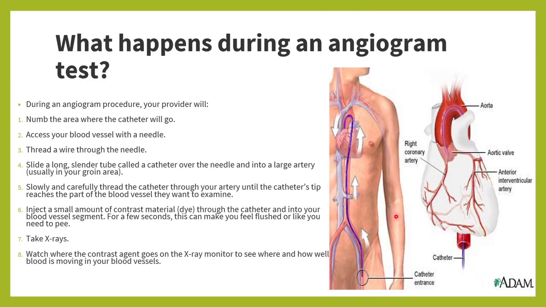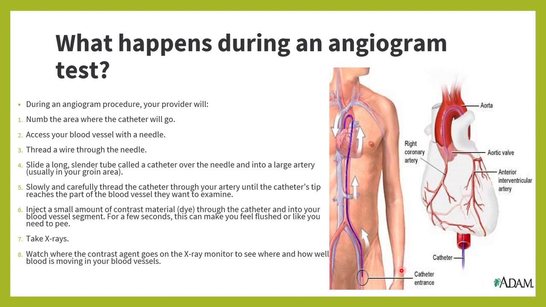So what happens during an angiogram test? During this angiogram procedure, the doctor will numb the area from where the catheter will go. The catheter can go from the wrist, or the catheter can go from your groin. That area will be numbed with the anesthesia.